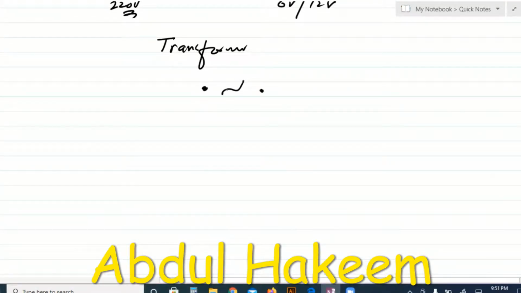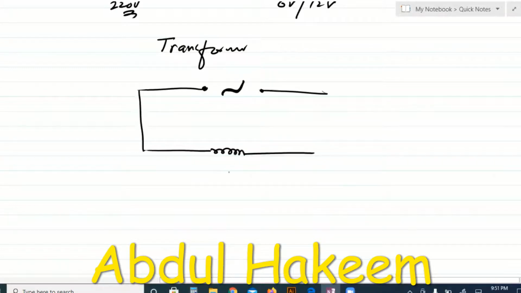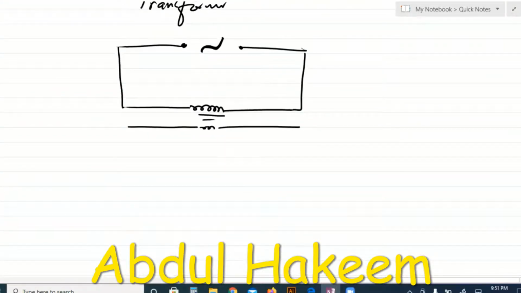Suppose this is the high voltage alternating supply. It is connected with a transformer. This is the symbol for the transformer, and this is a step down transformer. This is the primary coil, this is the secondary coil. The number of turns of the secondary coil is less than the number of turns of the primary. So this is a step down transformer.